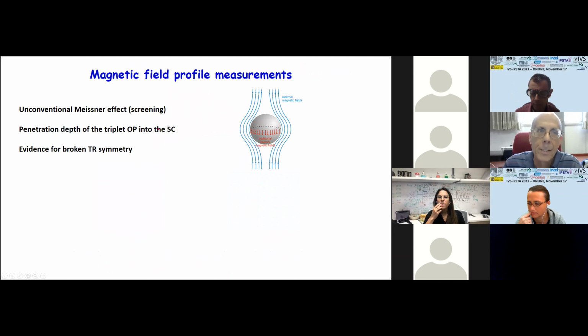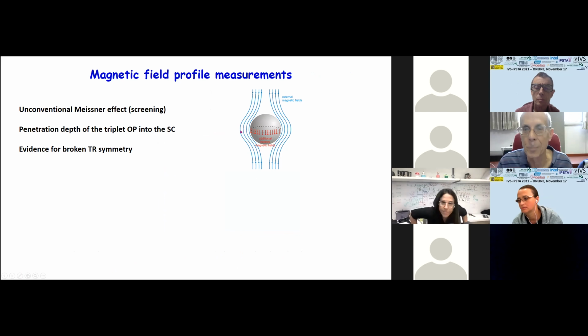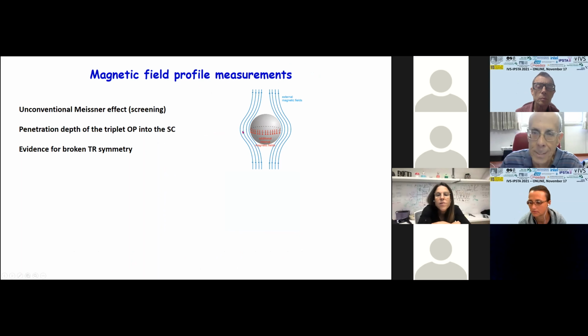The next thing that we set out to do, we ask ourselves whether these chiral molecules can also induce an unconventional Meissner effect. Now, as probably the people in superconductivity know, but maybe not all know, superconductivity also tells us that there is a perfect diamagnetism due to Meissner screening currents. So we try to see if there is also an unconventional Meissner effect, what is the penetration depth of this triplet order parameter, and can we have further evidence for broken time reversal symmetry?